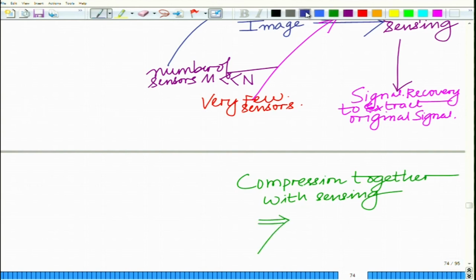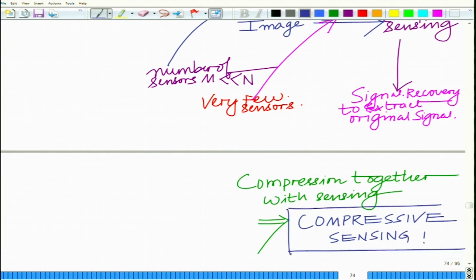This is basically nothing but the framework of compressive sensing, which results in a significant saving in terms of cost, in terms of the number of sensors, because you are making very few measurements in comparison to the size of the signal.